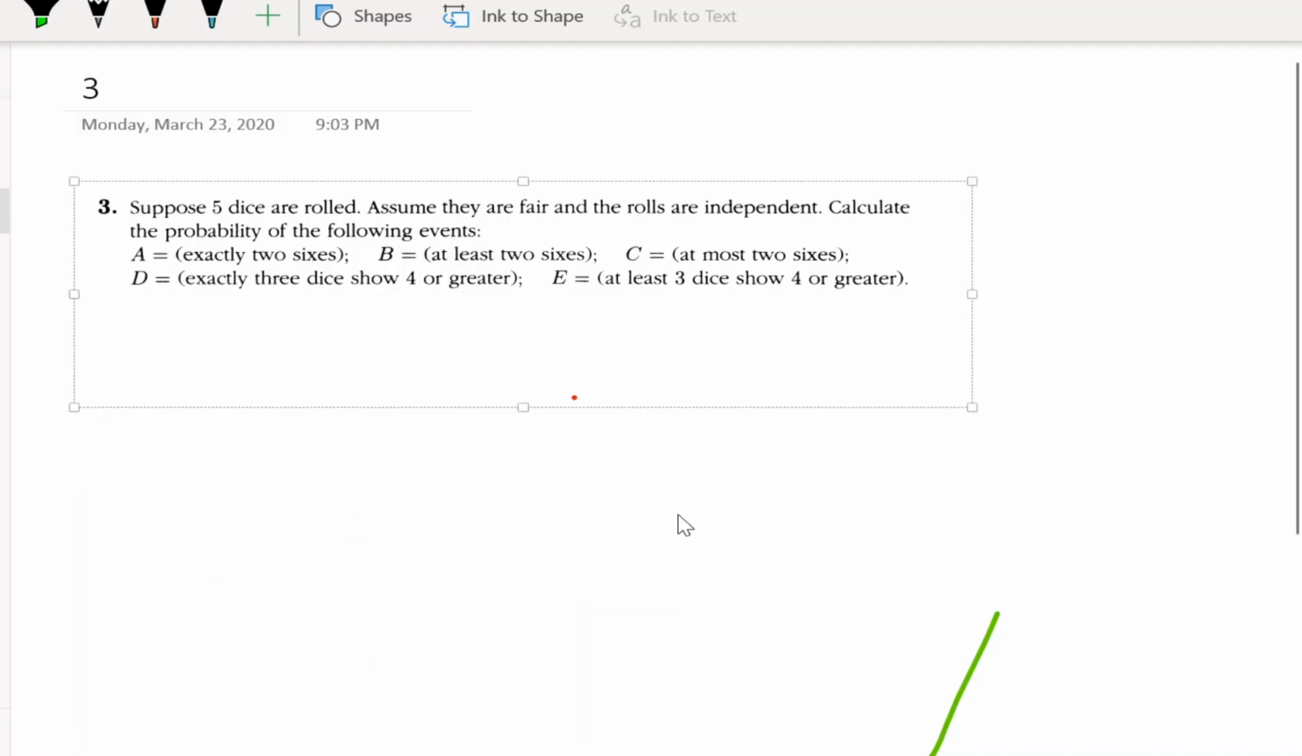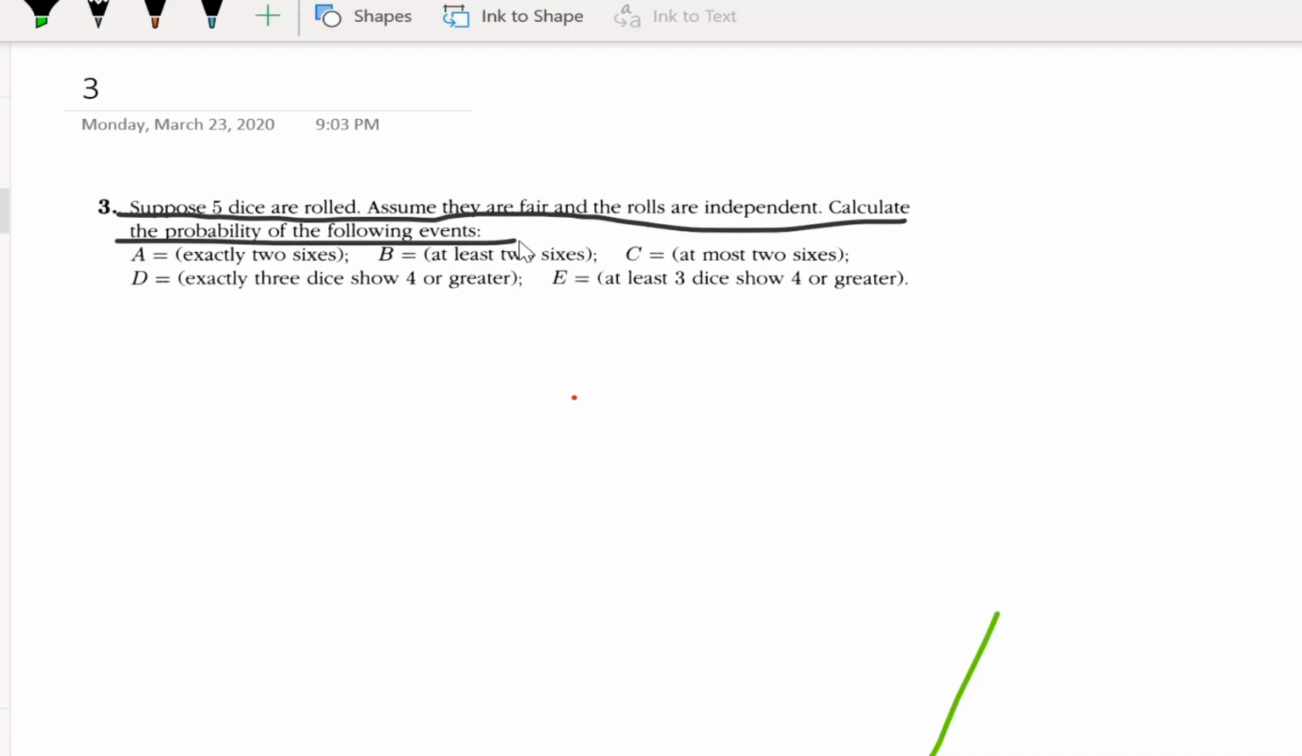Alright, what's up guys? This is Probability by Pitman, Chapter 2, Section 1, Problem number 3. Suppose 5 dice are rolled. Assume they are fair and the rolls are independent. Calculate the probability of the following events. So P of A is equal to, so exactly 2 sixes.